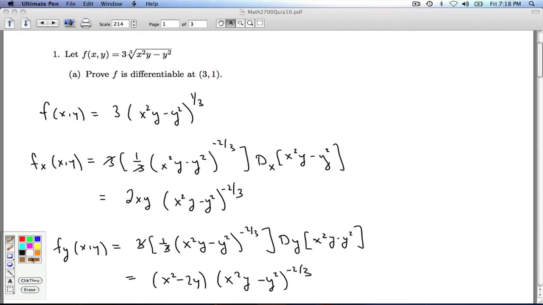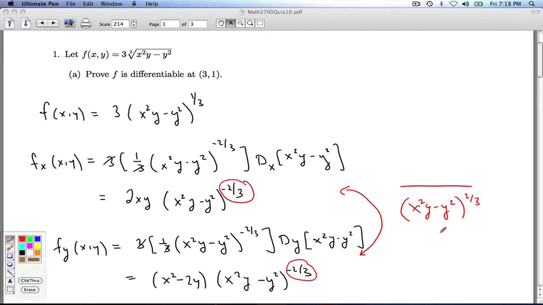So looking at fx and fy, there's only one thing that could possibly go wrong. We've got this negative exponent here. And negative exponents, remember, means that whatever belongs to the negative exponent is going to be in the denominator. So in both of these things, the thing we have to worry about is having this thing in the denominator. So we have to figure out where x squared y minus y squared is equal to 0.